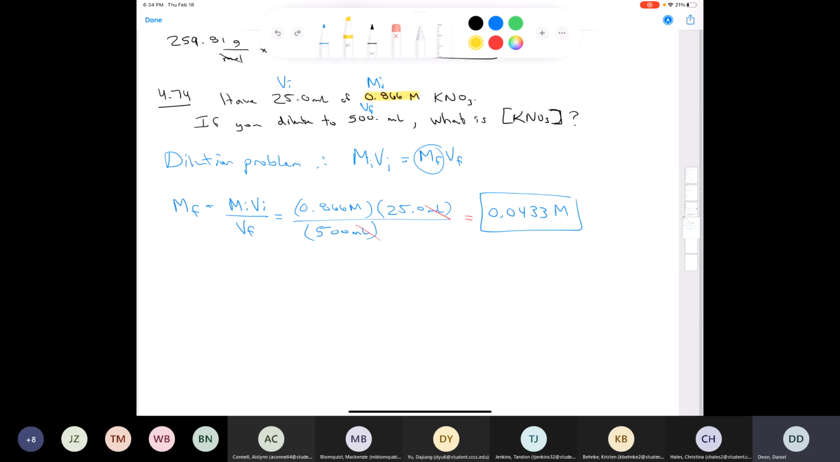Well, with that in mind, let me just find another one here. Let's try a titration problem. Yeah, let's do another titration. Let's try 4.90.